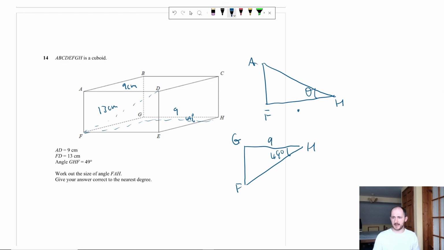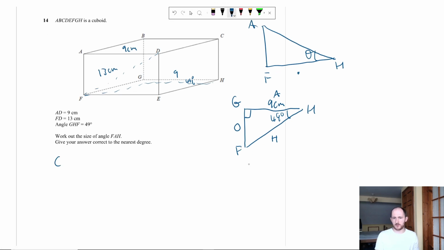And we also have that this length is 9 centimeters, because the width of the cuboid is going to be consistent throughout. So we can use that to work out FH, using good old-fashioned trigonometry. This is a right angle, because it's a cuboid. So this is the hypotenuse, this is the opposite side, this must be the adjacent. So we have adjacent and hypotenuse, so we're going to use cos. So cos 49 is equal to adjacent, so 9, over FH, which means FH is equal to 9 over cos 49.